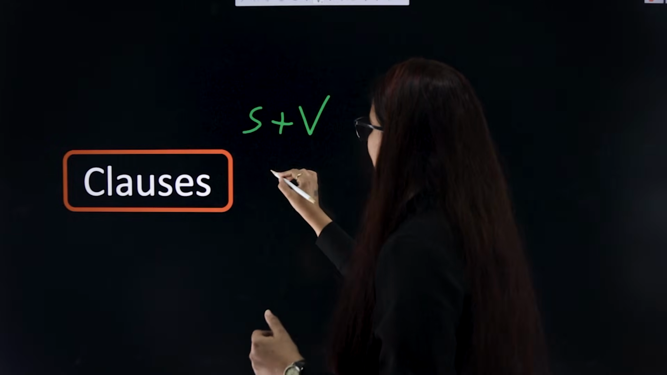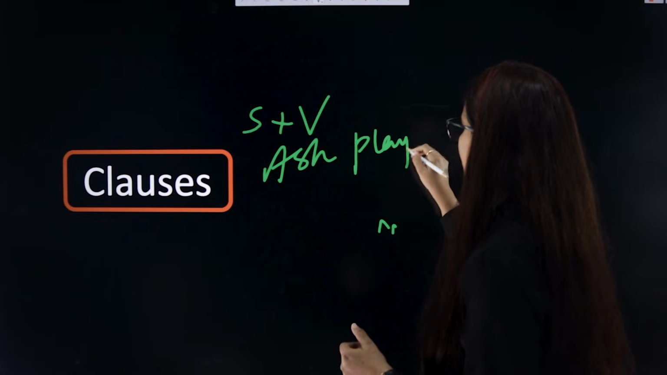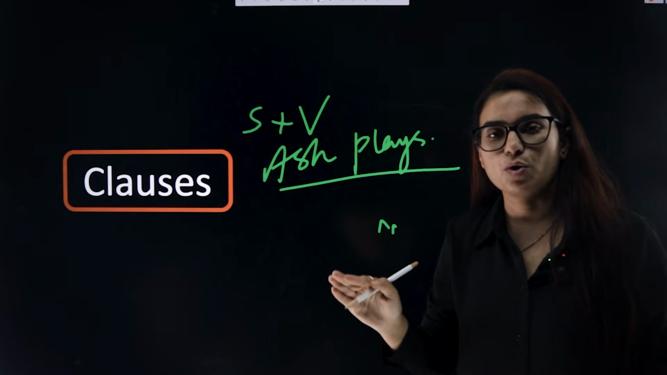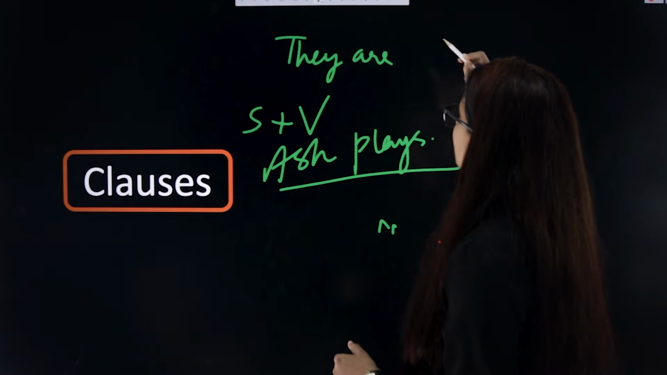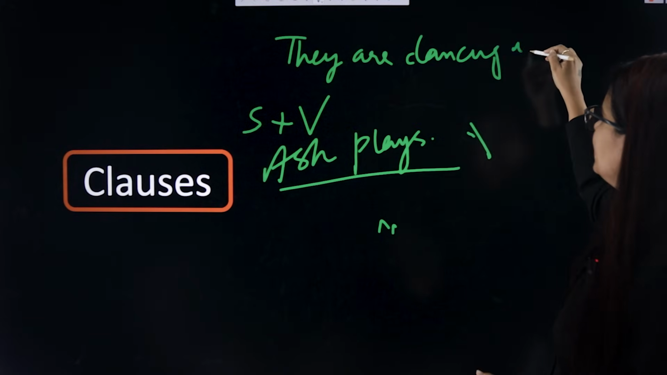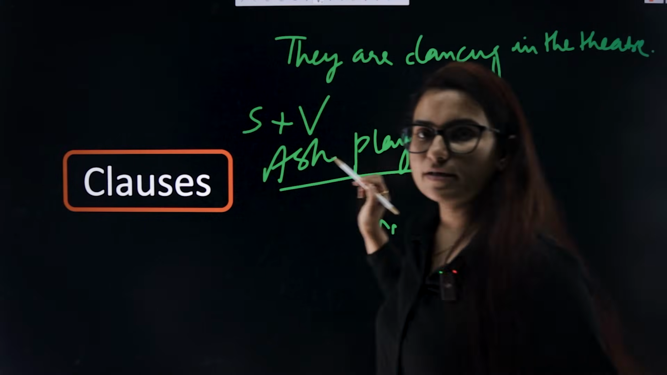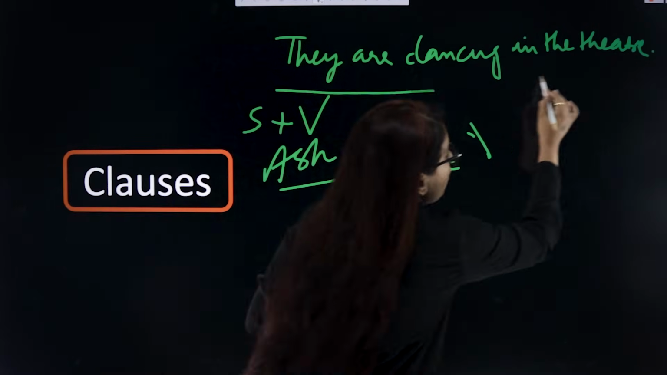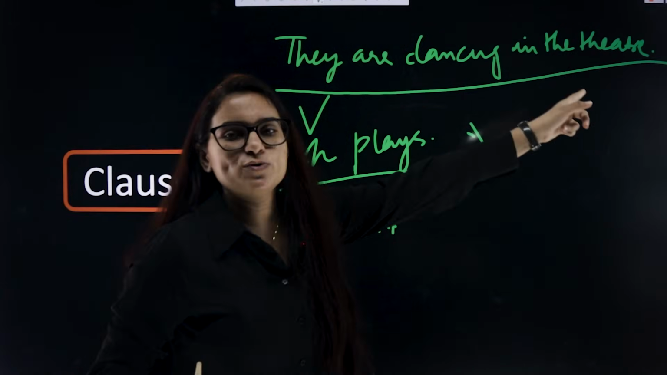For example, Ash plays. This becomes a clause. Subject, verb becomes a clause. Next, they are dancing. They are dancing in the theater. I'm guessing you can see it. They are dancing in the theater. This whole thing is a sentence. Is that correct? Subject, verb, object.